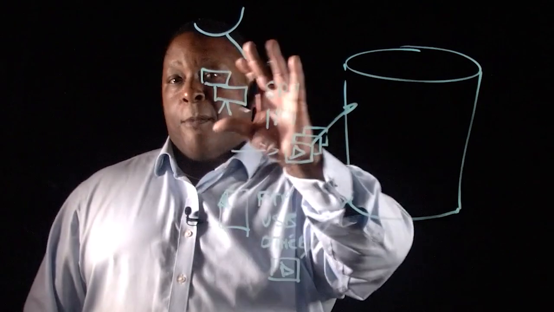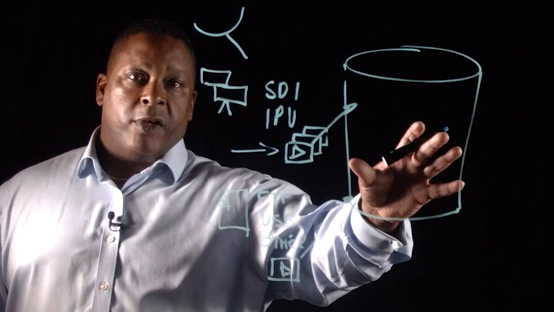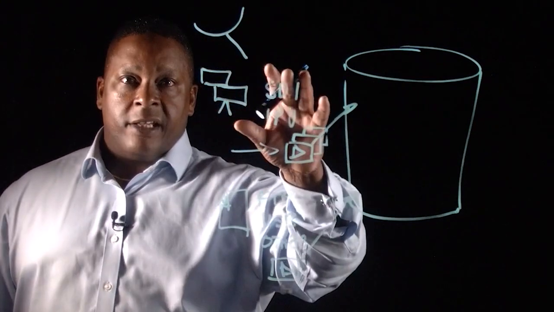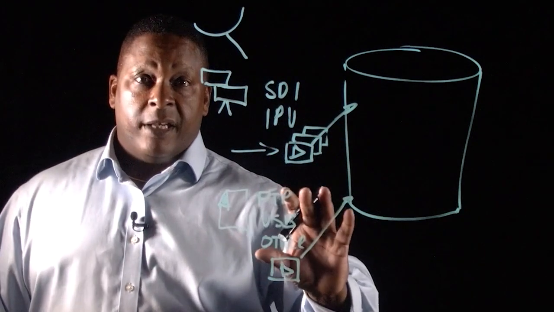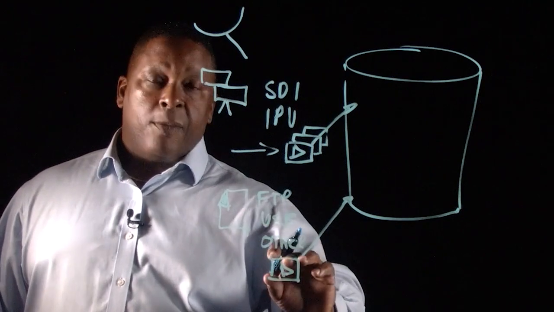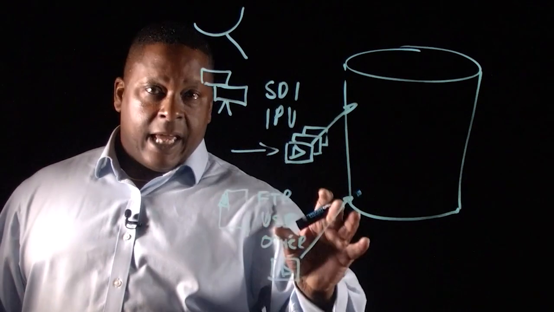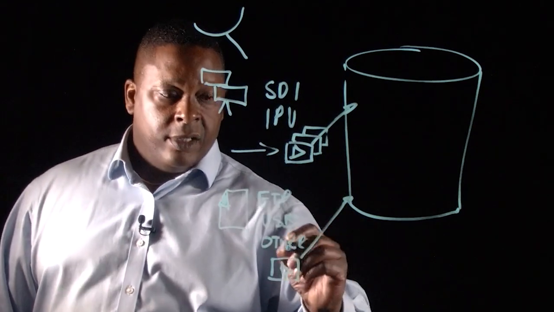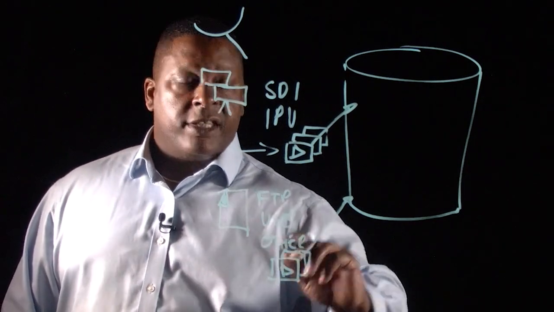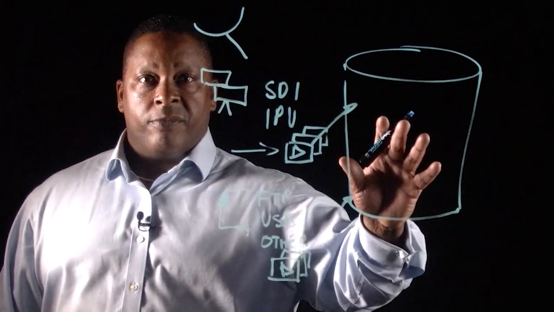So now we have our media on our central storage volume, either live video from a camera or satellite, or file-based media, FTP, USB, passing through a third-party appliance. And again, depending on the size of the organization, we can have multiple appliances here writing to our central volume.